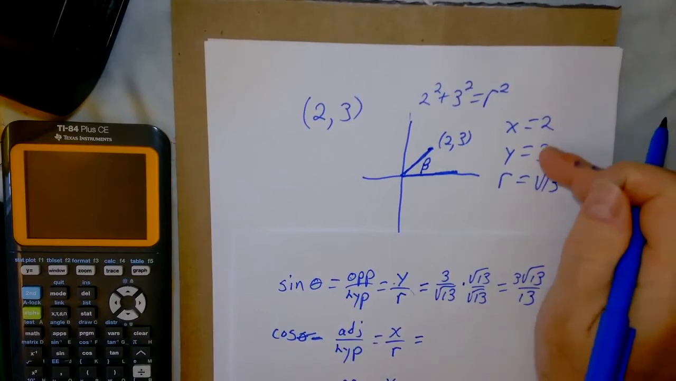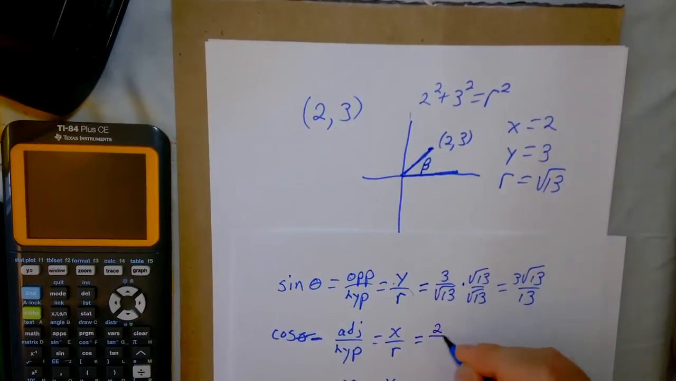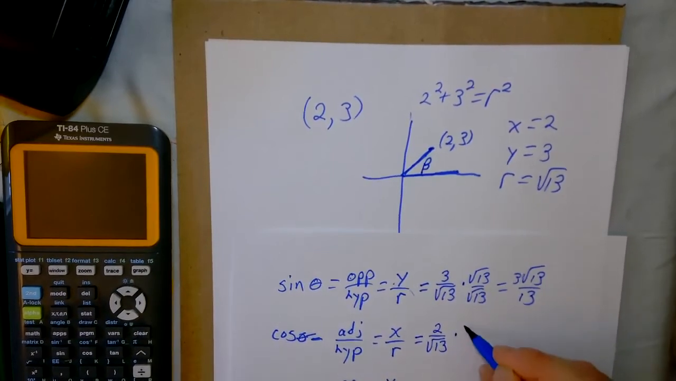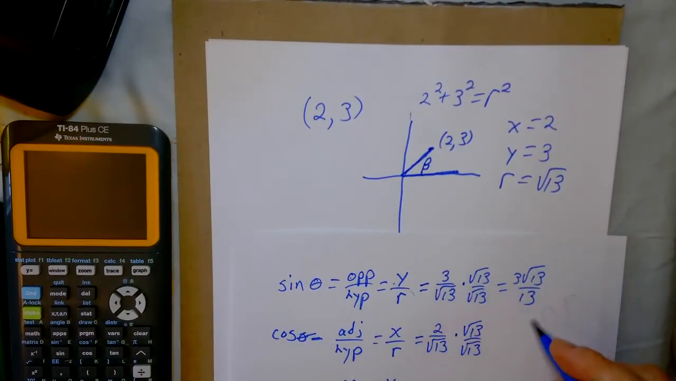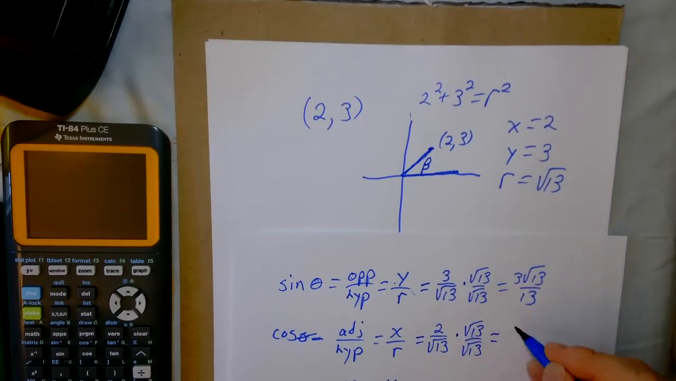So x is 2, r is root 13. So I get 2 over the square root of 13. Same deal, can't leave my square root in the denominator. So I do that root over itself. I'm really just multiplying by 1. Anything over itself is 1. So I'm not changing the value of my answer, just the way it looks. So I get 2 times the square root of 13 over 13.